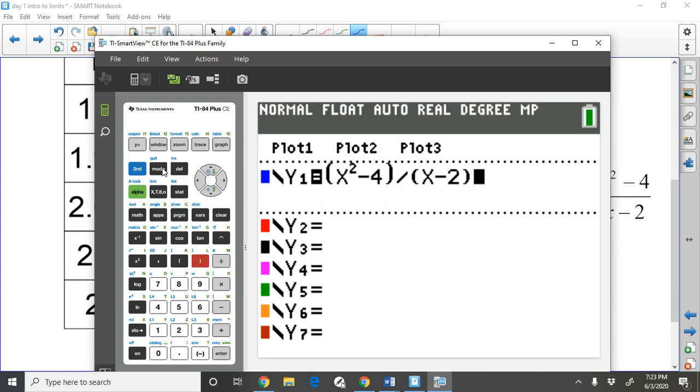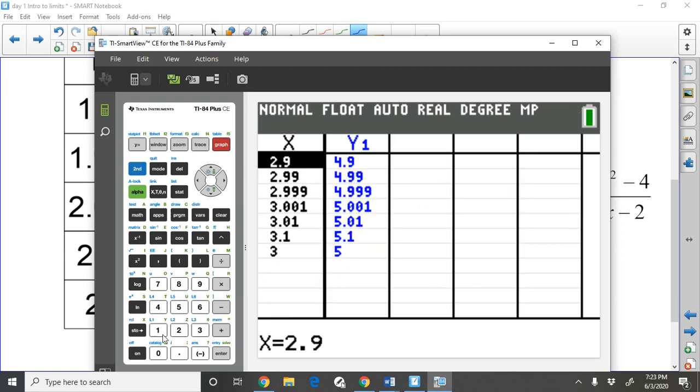So I put my function into y1. My table set is still ask. I go to the table, and I'm going to change all of these. So now I want to be around the number 2. So 1.9, 1.99, 1.999, and then a little bit above, 2.001, 2.01, 2.1. I get rid of this one.